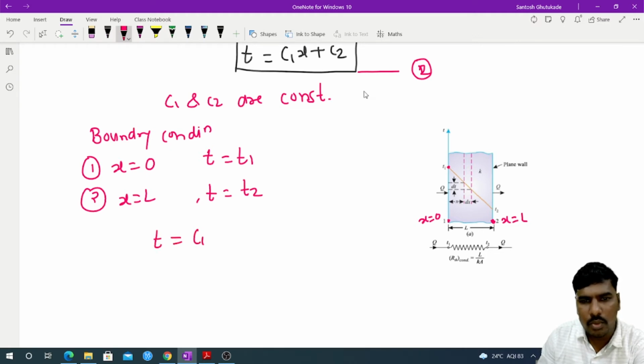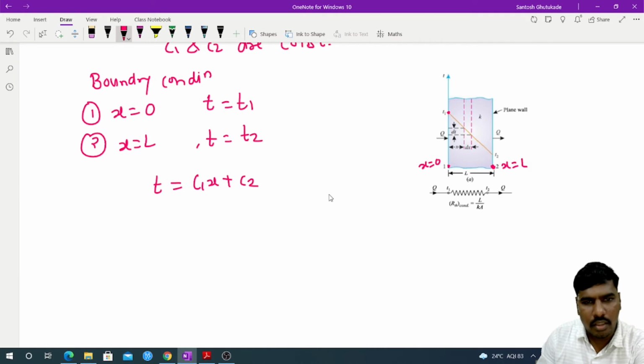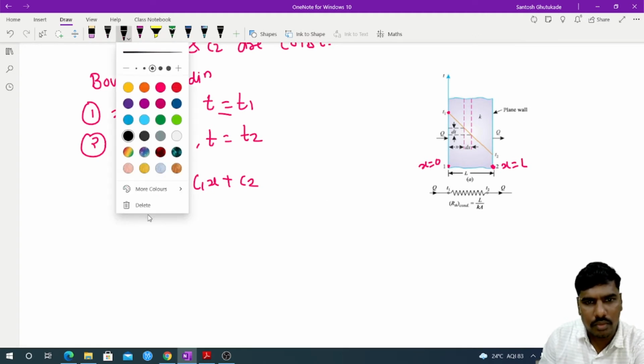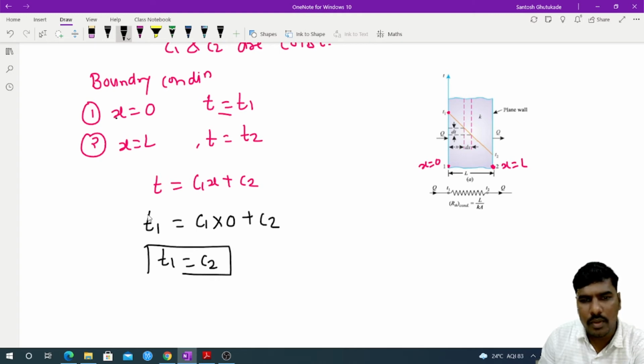So T is equal to C1x plus C2. Now I am putting the values from the boundary condition in this equation. For the first boundary condition, instead of T I am putting T1, so T1 is equal to C1 into x value 0, C1 into 0 plus C2, so you will get T1 is equal to C2. So this is the value by putting the first boundary condition.